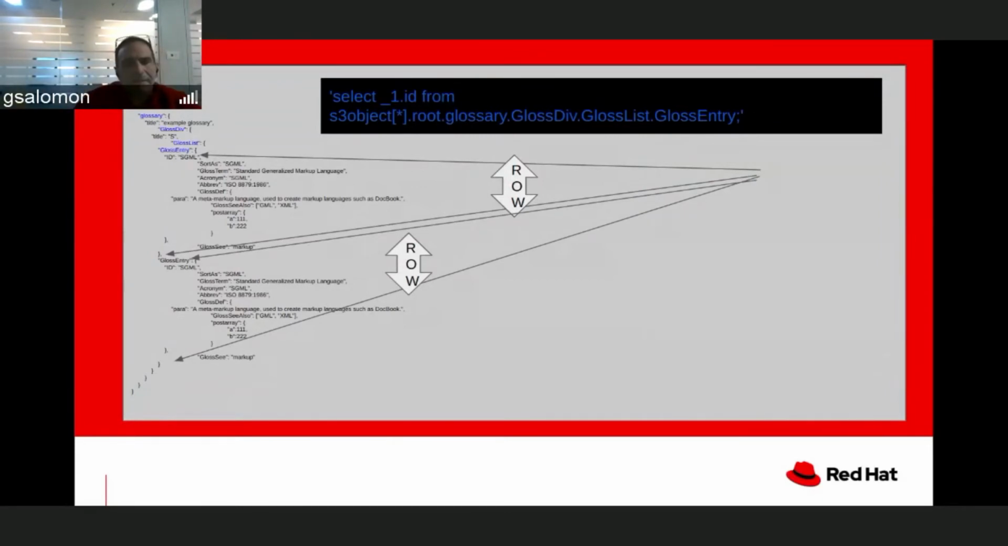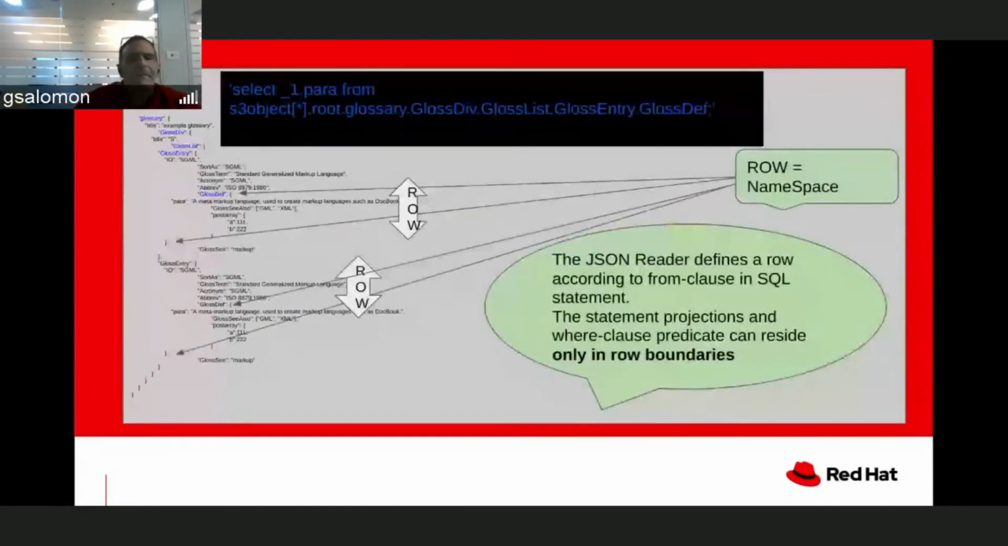In the next slide, you can see it's actually the same document, but in this SQL statement, the FROM clause defines different row boundaries compared to the previous one. So in this statement, the readers will load different parts of the document compared to the previous example, as I mentioned before. So let's talk about the JSON reader and the JSON processing flow.